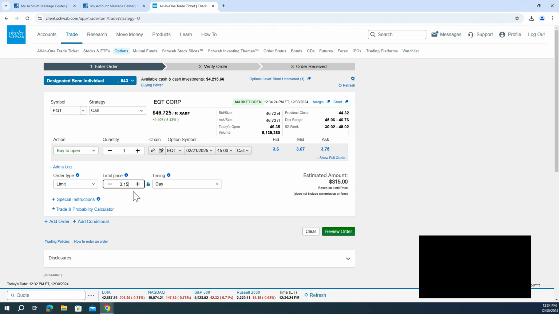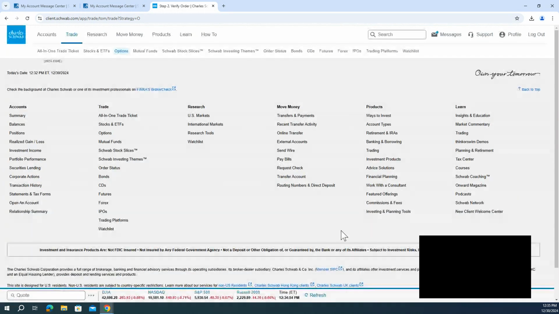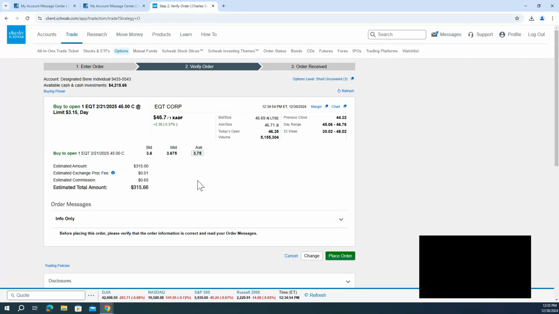And the timing is day. So essentially, we are instructing Schwab that we are willing to pay $3.15 for this option contract, although it's trading between $3.60 and $3.75. If this price drops down to $3.15 at any time during the trading session today, then it'll trigger our order and fill. So let's review our order and confirm everything is correct.